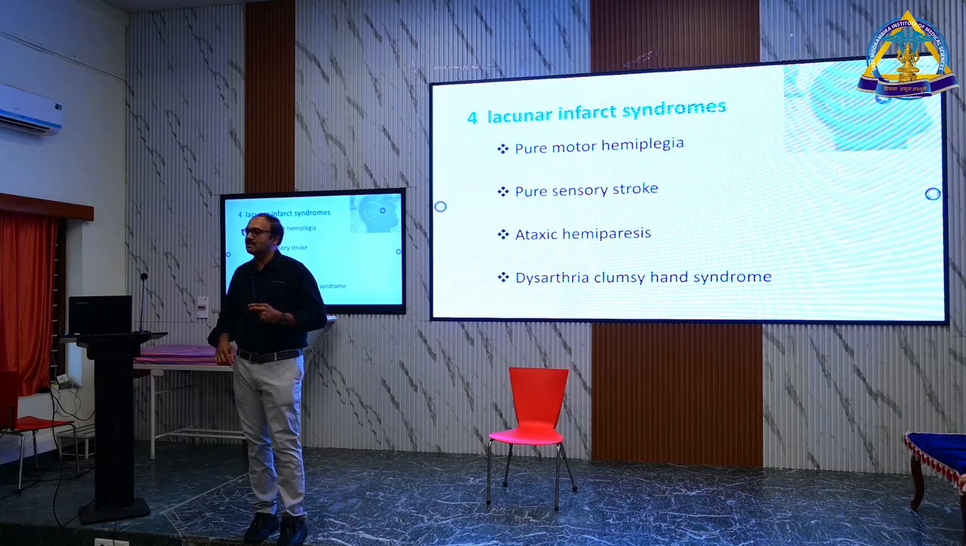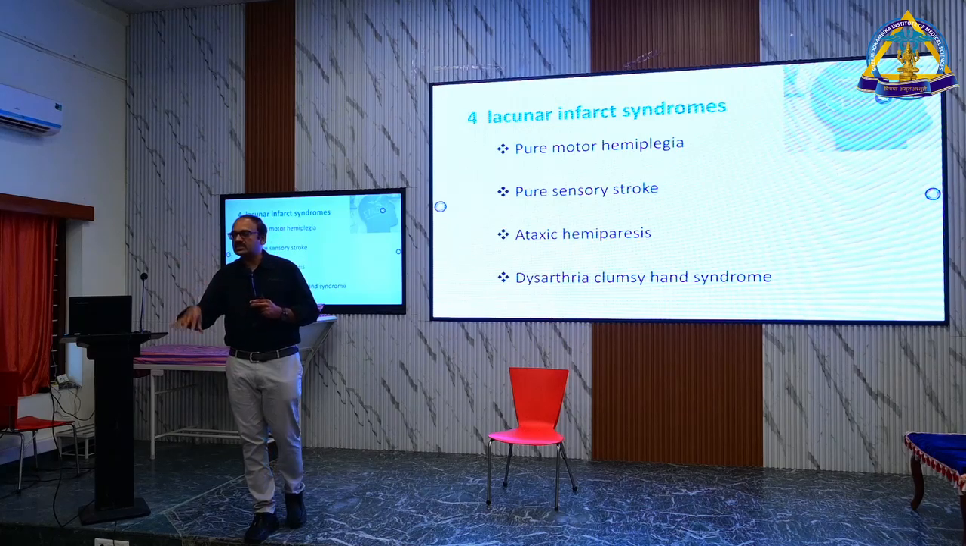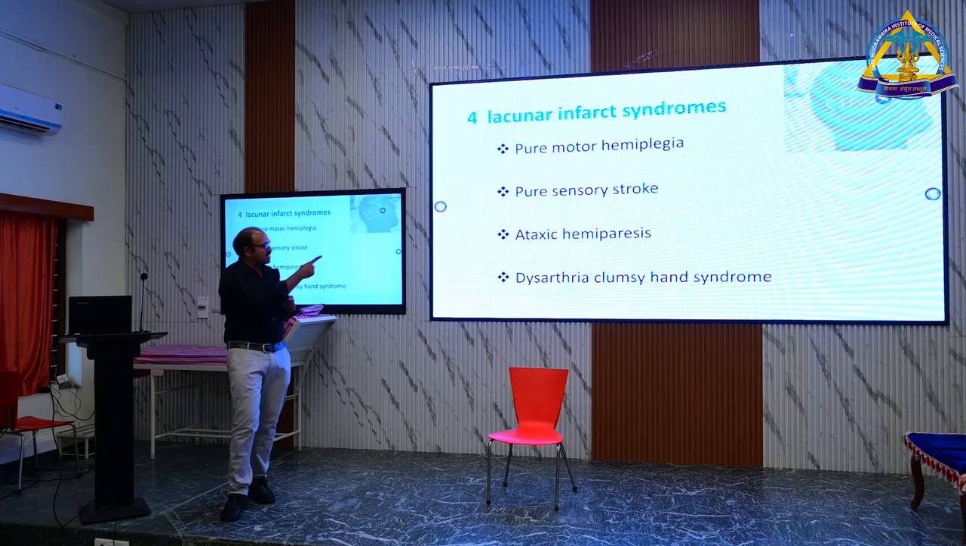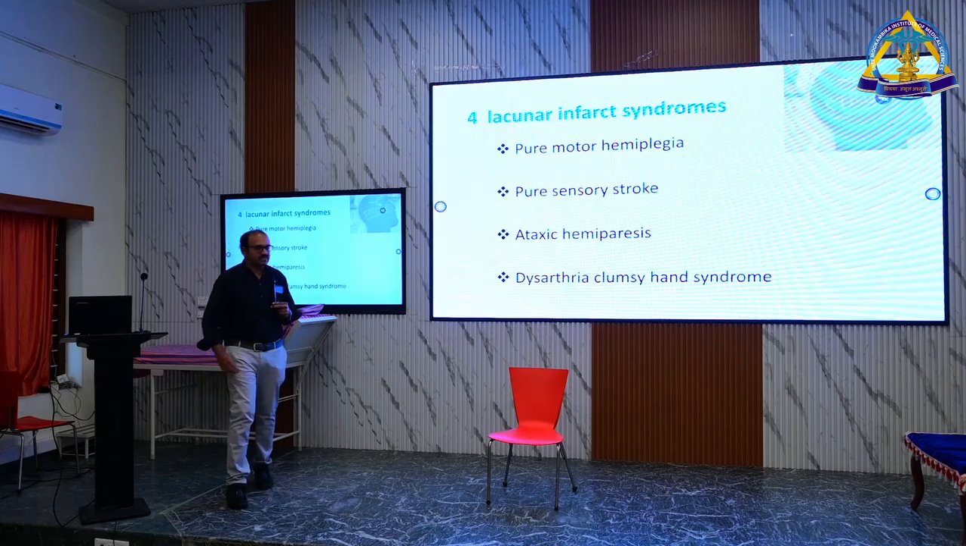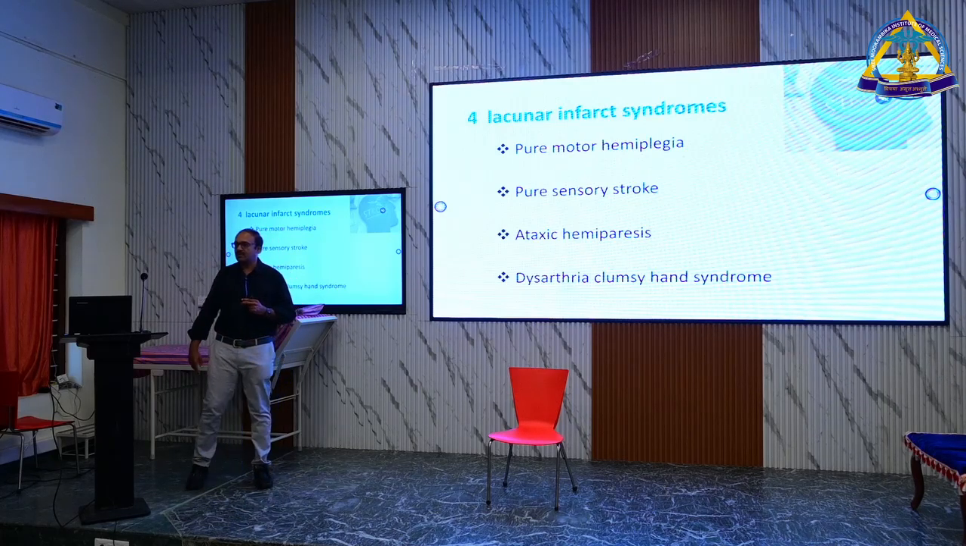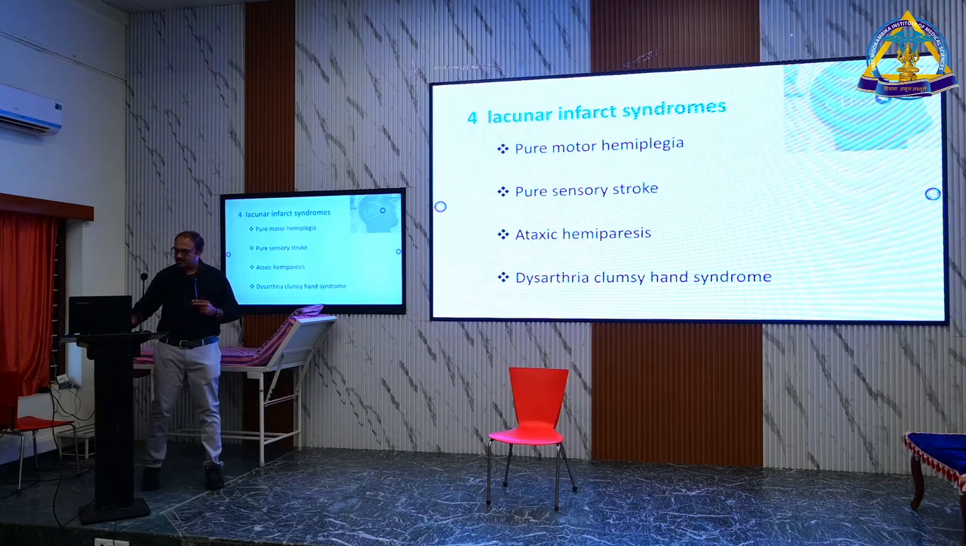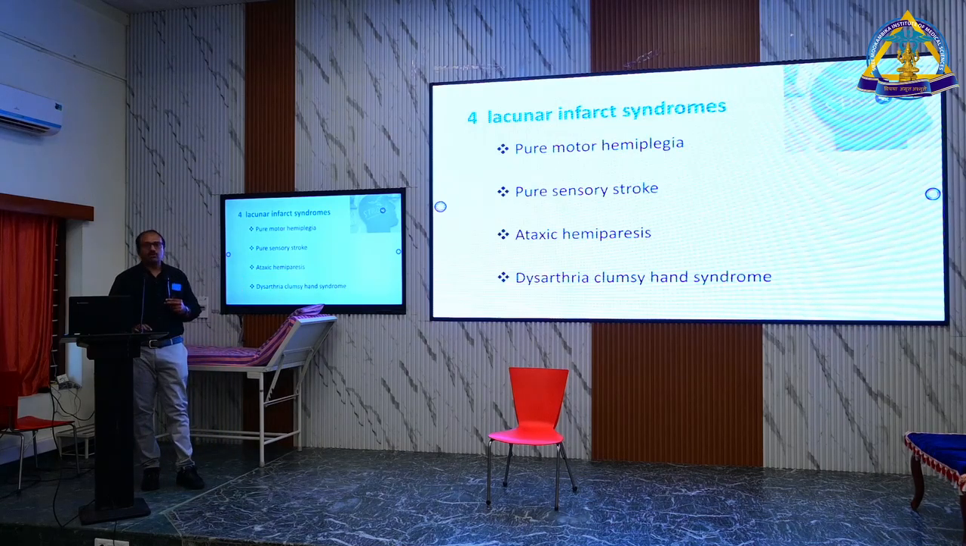Where is the site of lesion? Pons. And which perforator supplies the pons? Basilar artery perforator. Another variant of ataxic hemiparesis is called dysarthria clumsy hand syndrome. There we get cerebellar type of dysarthria and ataxia. So these are all the lacunar infarct syndromes. Lacunar infarcts account for 20% of the strokes. And the pathology is said to be lipohyalinosis of small blood vessels. Risk factors are hypertension and diabetes.